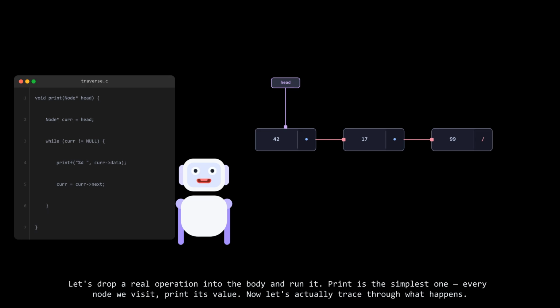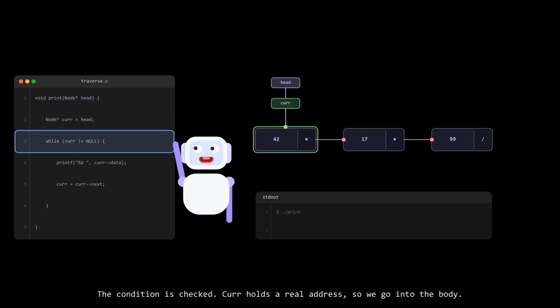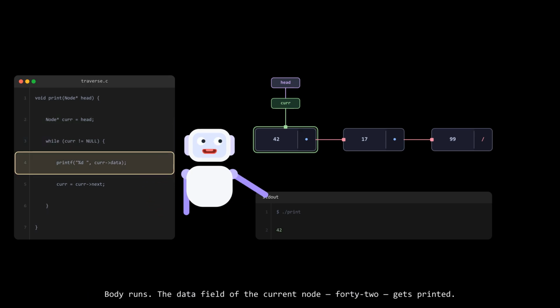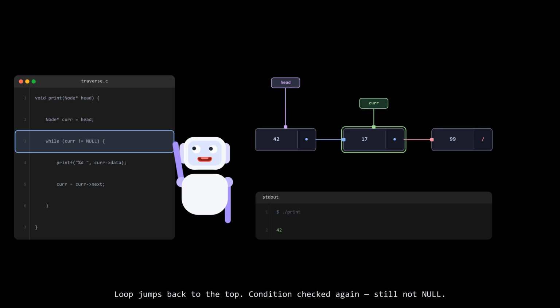Now let us actually trace through what happens. We enter the function. Line 2 runs once. Cur now points at the same node head does. The condition is checked. Cur holds a real address, so we go into the body. Body runs. The data field of the current node, 42, gets printed. Advance step. Cur reads its own next field and overwrites itself with that address. Loop jumps back to the top.